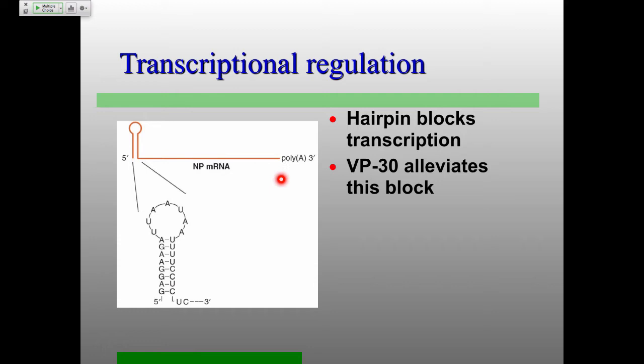But it is well known, and people have looked at this, that the VP30 protein will apparently get rid of this hairpin. Exactly how that works is not entirely clear, but in the presence of VP30, you get the RNA-dependent RNA polymerase making this messenger RNA. In the absence of VP30, you don't make this messenger RNA. And again, you can make one of these fake Ebola viruses in the lab lacking VP30. It doesn't ever make the N protein. If you don't make the N protein, you're never going to make genome. You're never going to be able to replicate. So that makes sense? Yes?